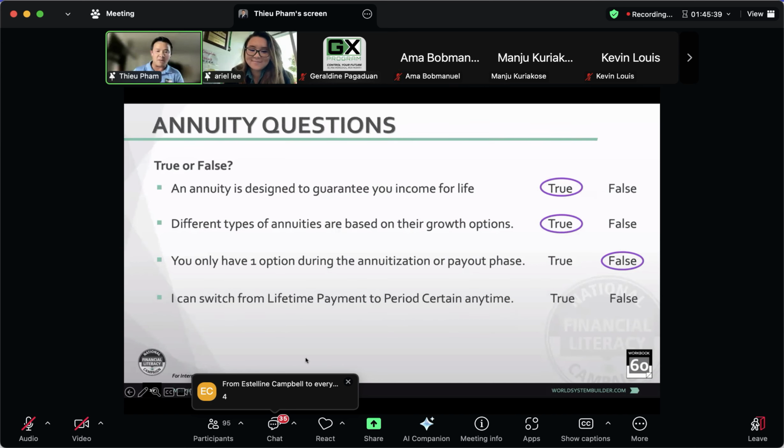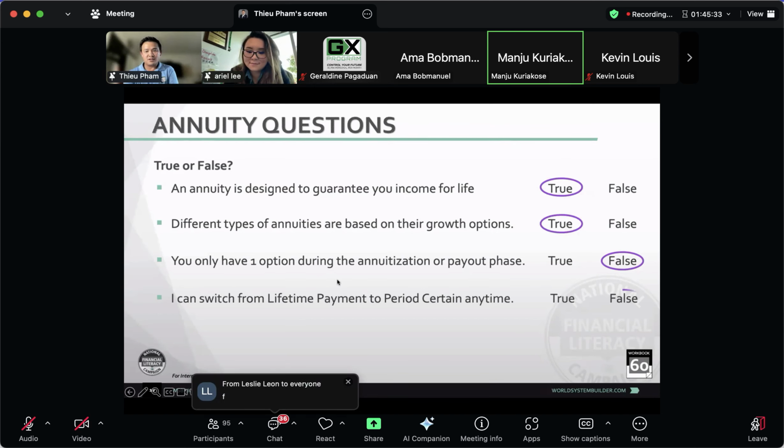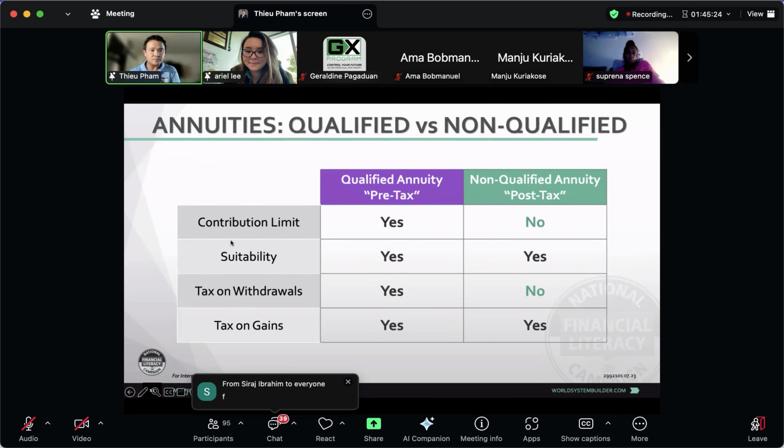I can switch from lifetime payment to period certain anytime. False. Yeah, good. This is set in the contract when the client picks the type, so it's set that way. Okay, so on the test, they'll ask about these types of plans.